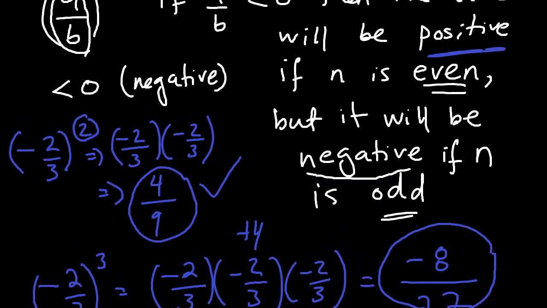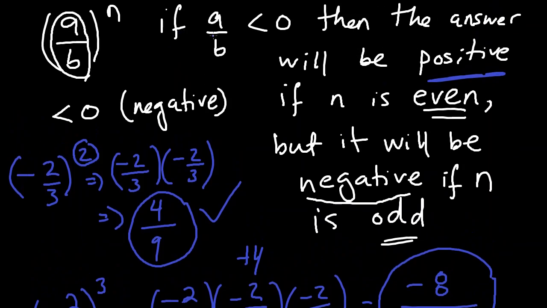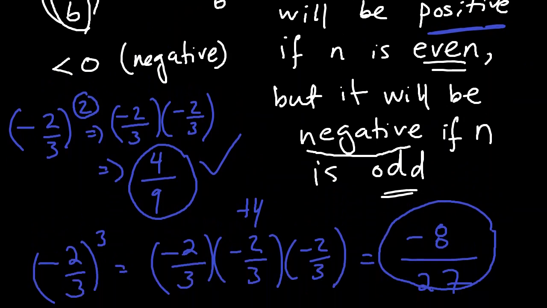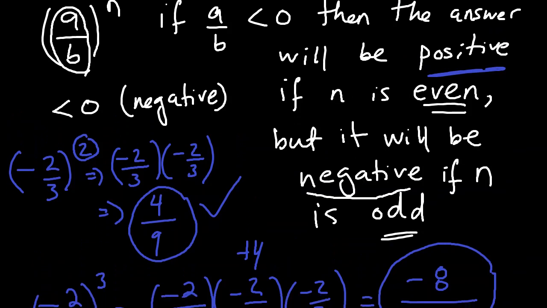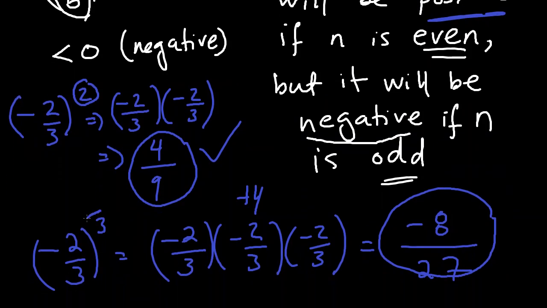And that makes sense because according to our rules, if a over b is negative, which it is in this case, negative 2 over 3 is a negative number, then the answer will be negative if n is odd. Our n is our exponent. And in our case, n is odd, right? 3 is an odd number. Okay, so if a over b is negative and our exponent is odd, we should be expecting a negative number, and that's exactly what we get here.